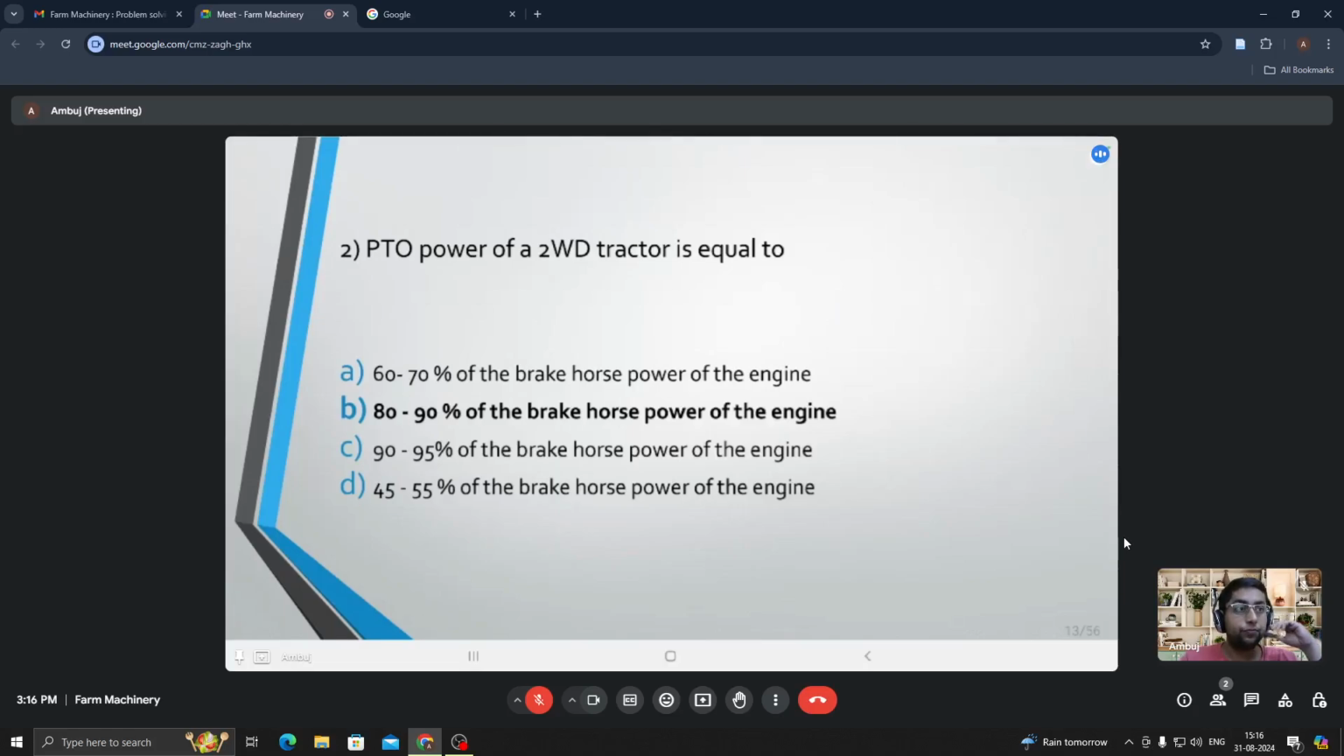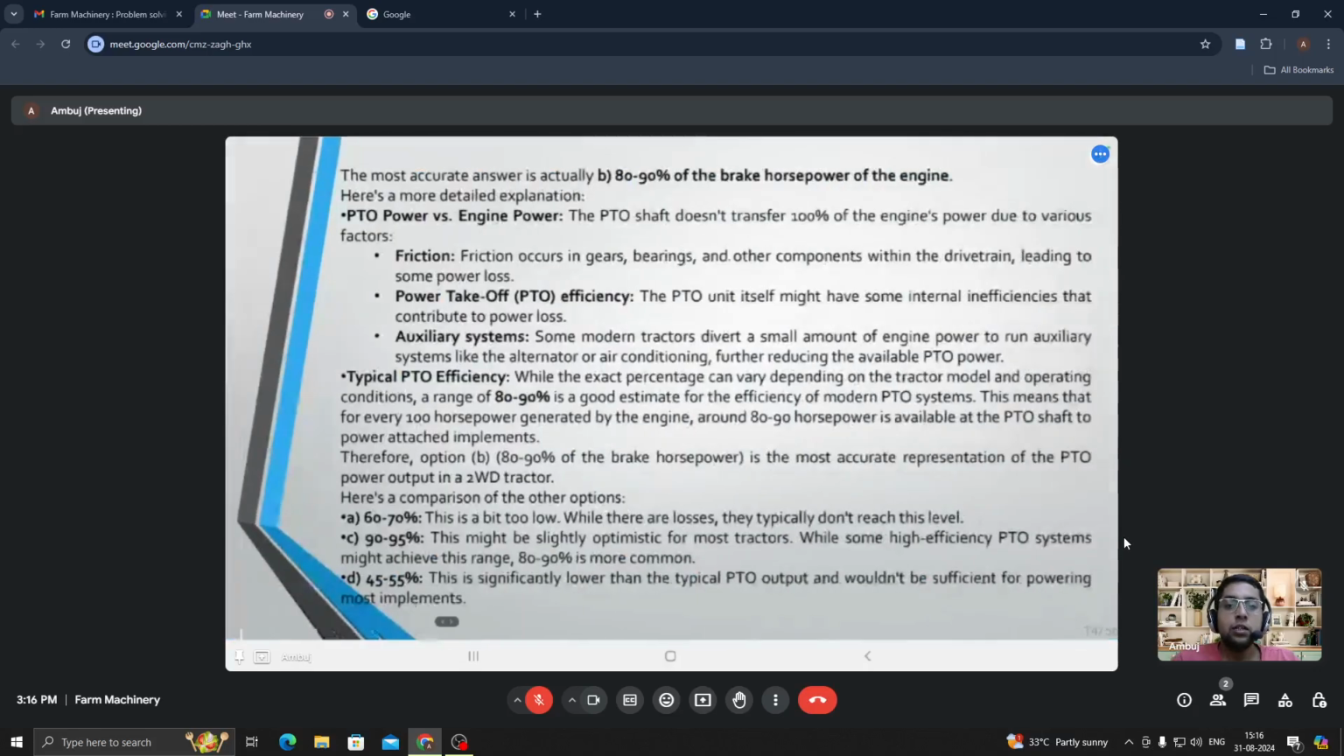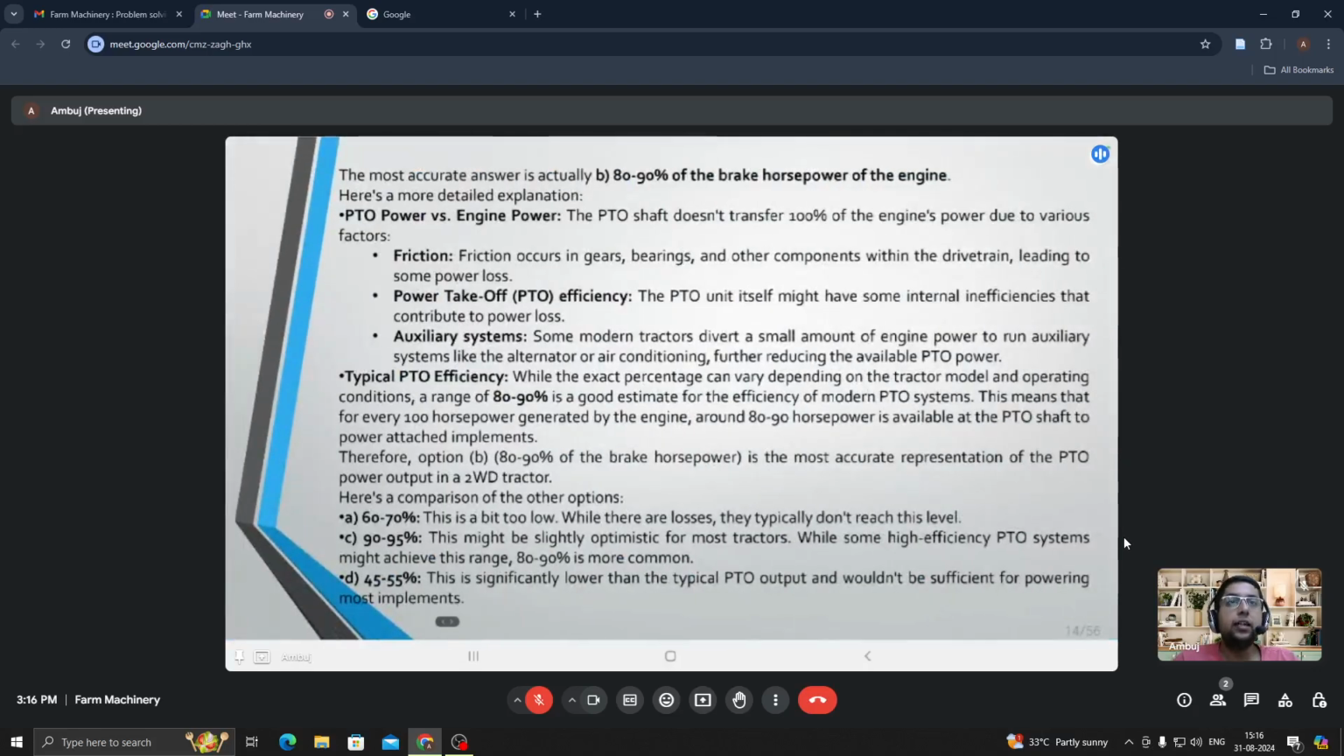Why is it so? Because PTO is the most efficient power outlet of a tractor. It is directly connected with the engine. Whatever inefficiency is happening here is because of the transmission losses, which happen while gears are turning, from the main driving unit. So the most accurate answer is 80 to 90% of the bhp of the engine.